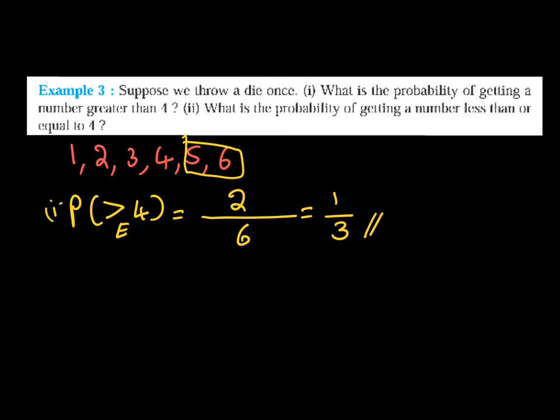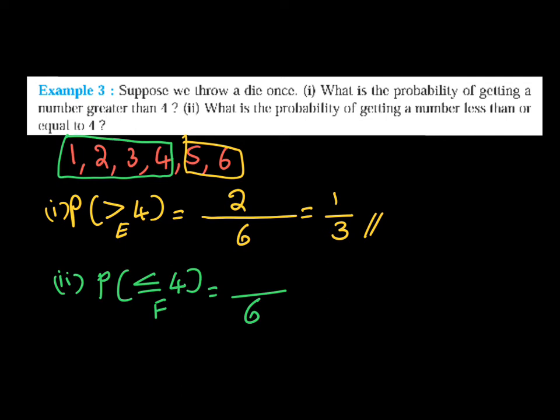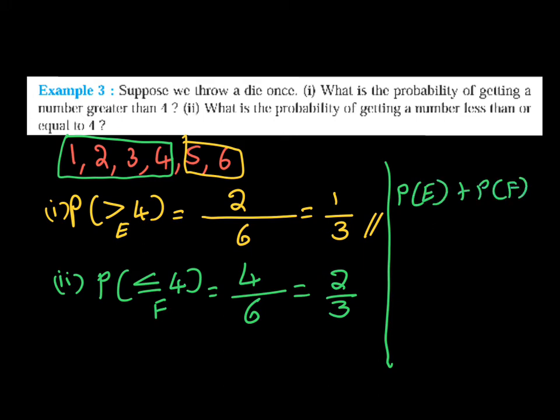Now let's come to the second part of the question. It says, what is the probability of getting a number less than or equal to 4? Let's label that as F. The total number of outcomes is 6. The events that we are looking for are the numbers that are less than or equal to 4. What is the number of outcomes? 4. Simplify, it's 2/3. Now if you observe over here, the probability of E plus the probability of F, that is 1/3 plus 2/3, is going to be 1.